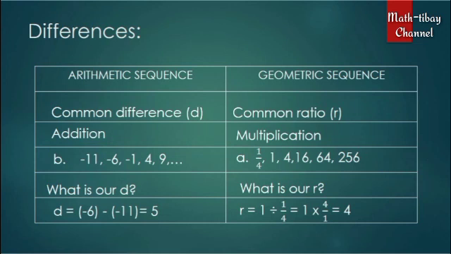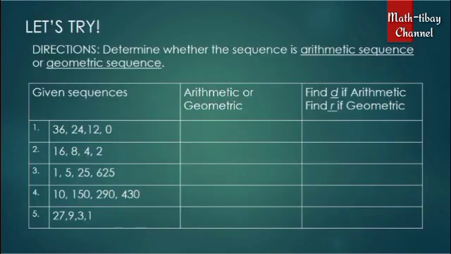I hope you learned something. Okay, so let us try this. Determine whether the sequence is arithmetic or geometric. Here are the given sequences. You will determine if it is arithmetic or geometric. If it is arithmetic, you need to find D, which we call the common difference. And if the sequence is geometric, you will find R, which is the common ratio.